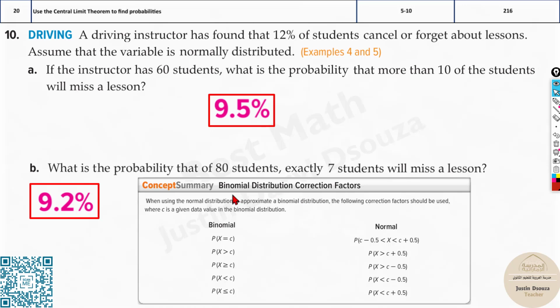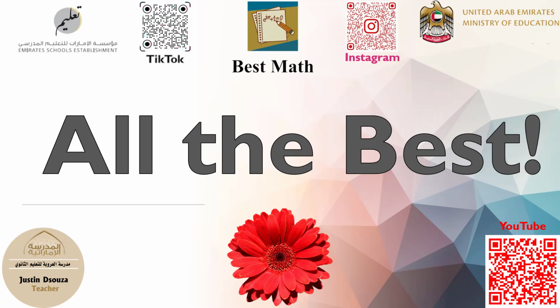So this is how we can solve problems using binomial distribution correction factors. Please remember this table. Try to understand when it's greater than, less than. Remember, greater than and greater than or equal to are not the same, it changes, okay? So understand this concept and then try to use the correction factor, and then you can easily solve it. And that is the end of all the multiple choice questions.